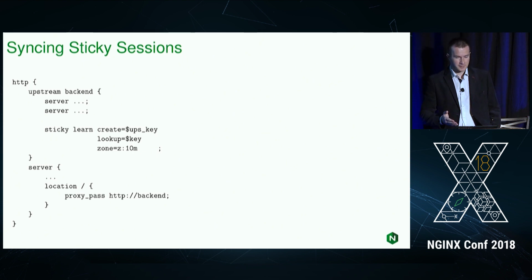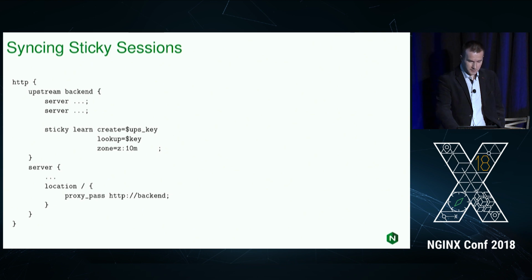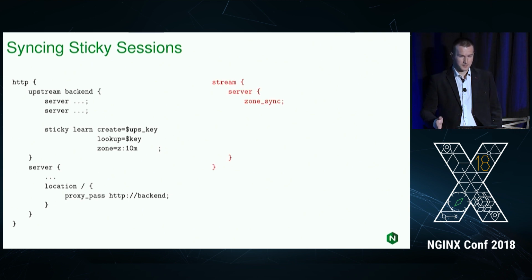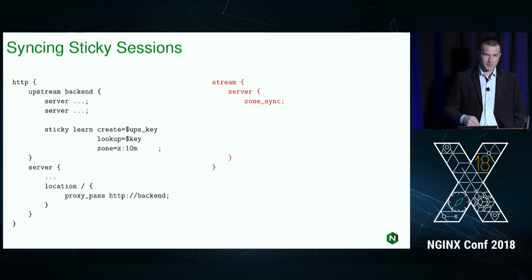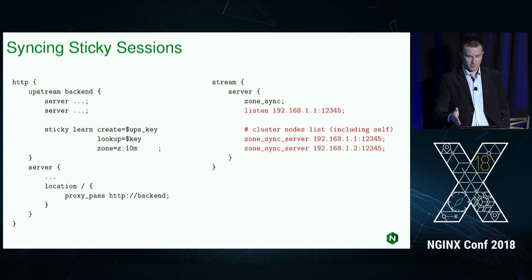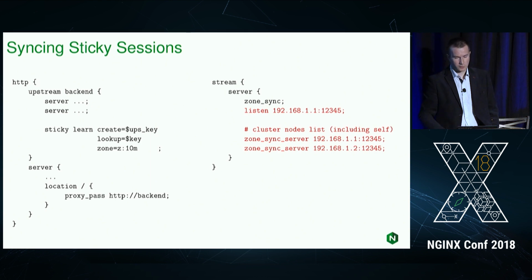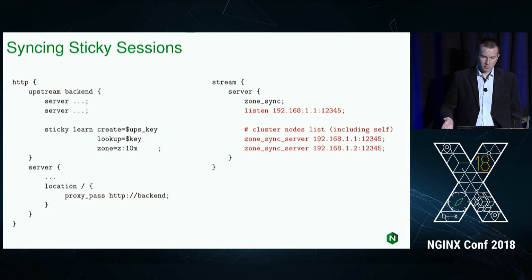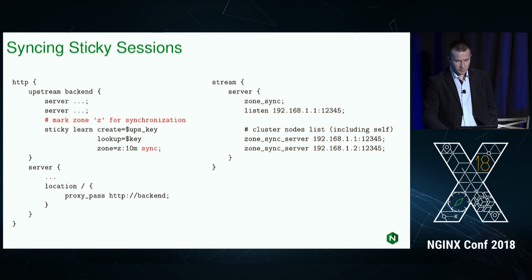How can we convert this into a clustered configuration? First, we need a stream server block, and we say that this server will be handled by the zone sync module. Next, we assign some IP address for this node, and we list nodes. Like in this example, we have just 2 nodes with specific IP addresses, and that's all. There are no specific master nodes. You just run two NGINXs, and they start synchronizing their data automatically. And of course, we need to mark the zone to be syncable, just by adding a sync flag.